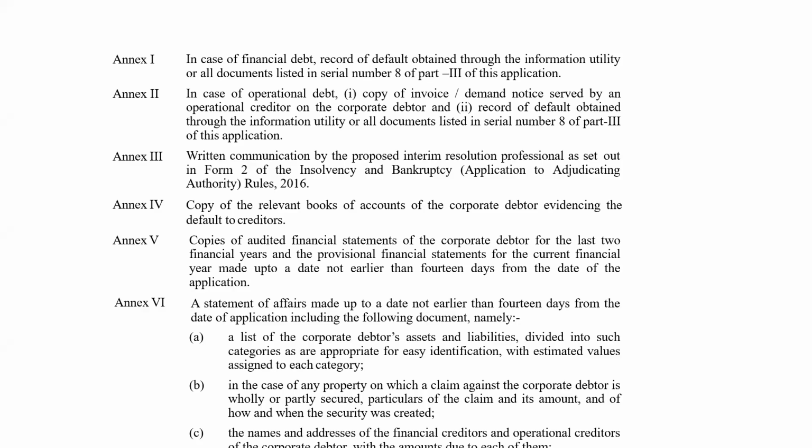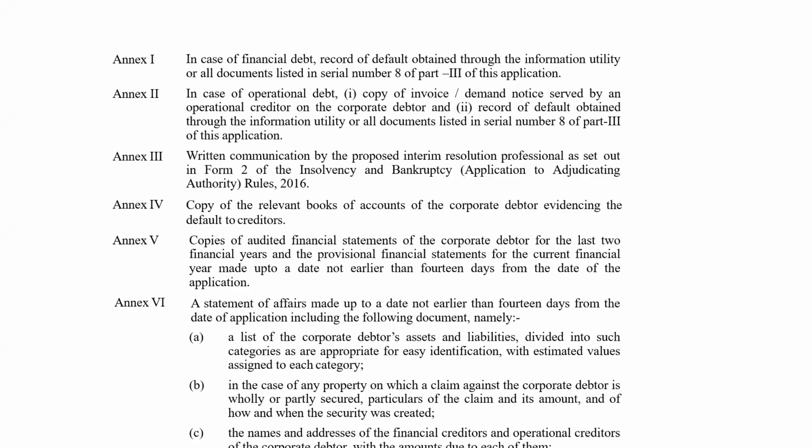Then copies of audited financial statements of the corporate debtor for the last 2 financial years and the provisional financial statements for the current financial year made up to a date not earlier than 14 days from the date of the application. This is also important, right? For the last 2 financial years and the provisional financial statements for the current financial year made up to a date not earlier than 14 days from the date of filing of the application.